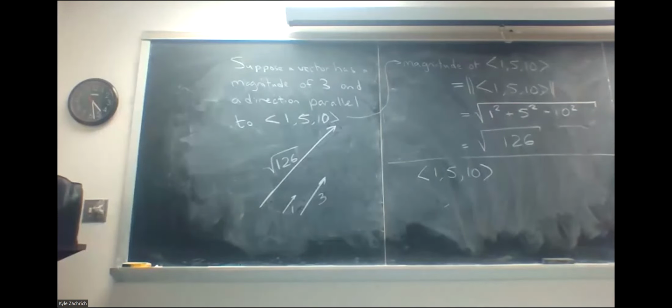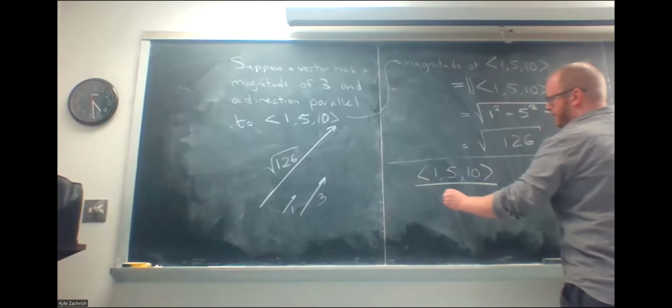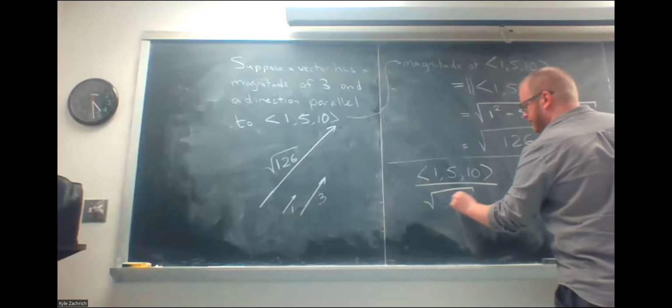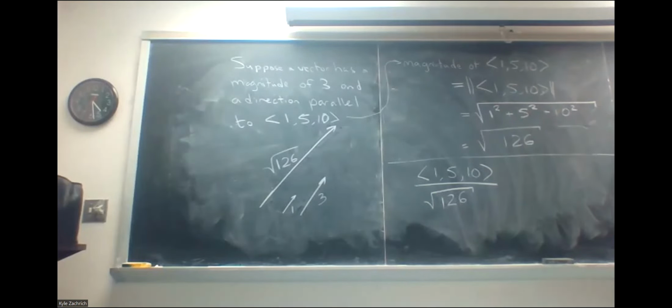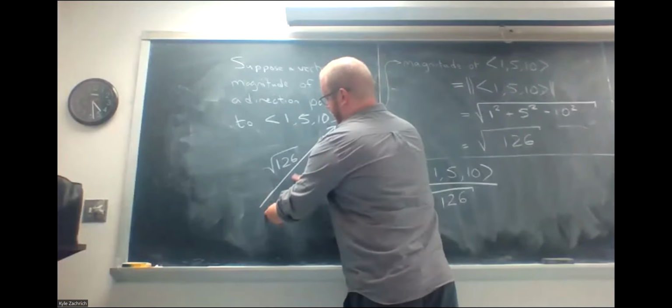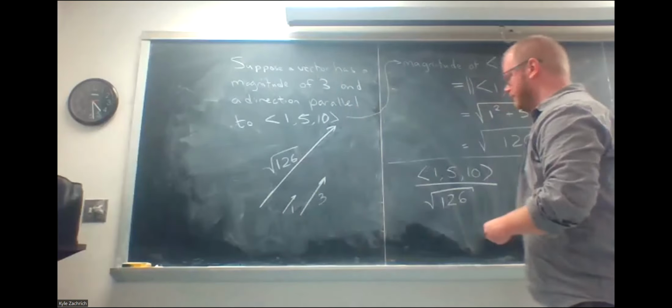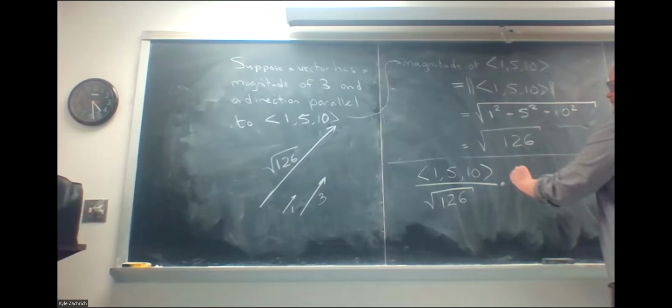The first thing I'm going to do with that vector 1, 5, 10 is I'm going to divide it by the square root of 126. I'm dividing it by this value here so that I can shrink it down to 1. And then I'm going to multiply by 3.